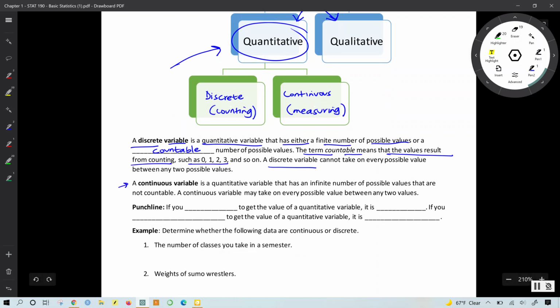On the other hand, a continuous variable is a quantitative variable that has an infinite number of possible values that you obtain after a measuring operation has been carried out. You see, the punchline we want to emphasize here is that if you count to get the value of a quantitative variable, it is definitely discrete. And otherwise, if you measure to get the value of a quantitative variable, it is continuous.